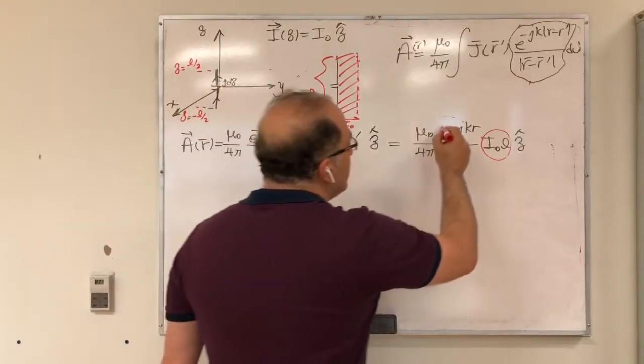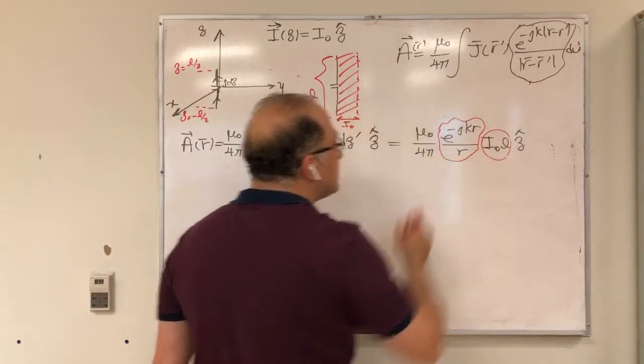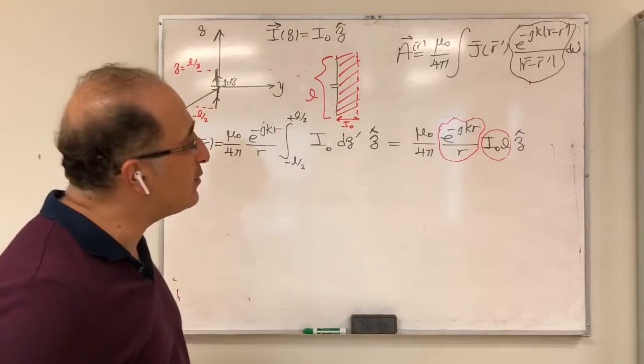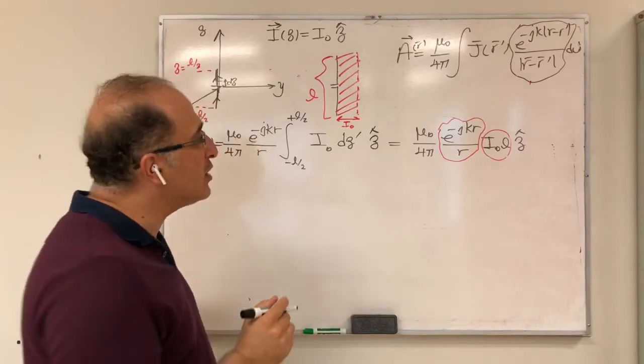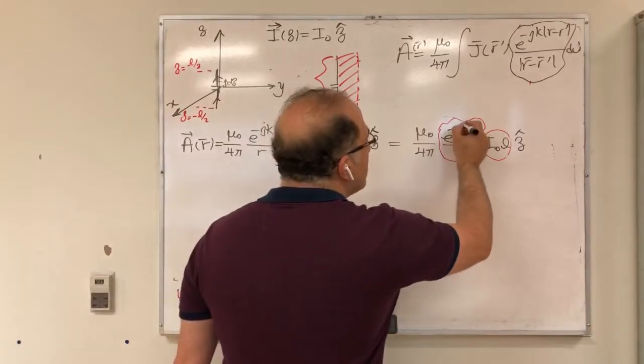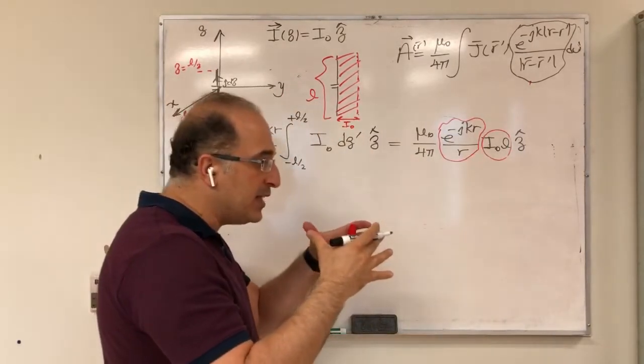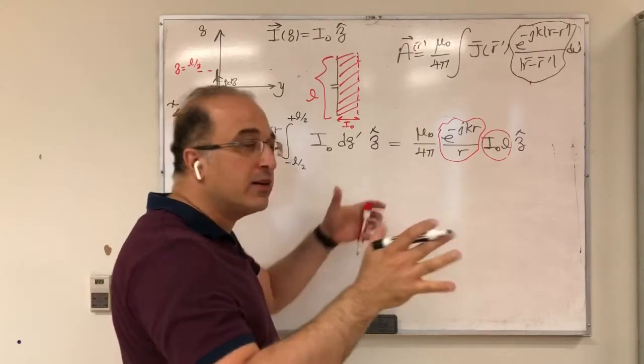The other thing you may notice here is the presence of this e to the power of minus jkr divided by r. We had an earlier discussion on this: it essentially shows that the wave is propagating along the r direction.